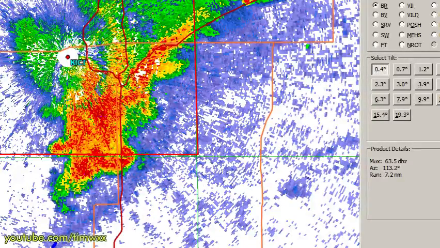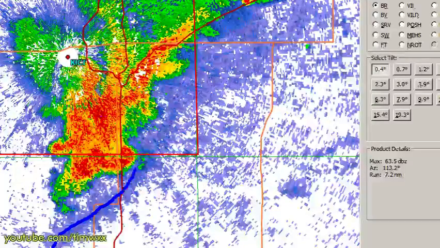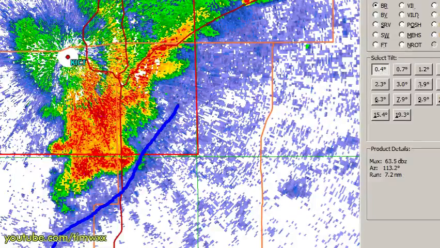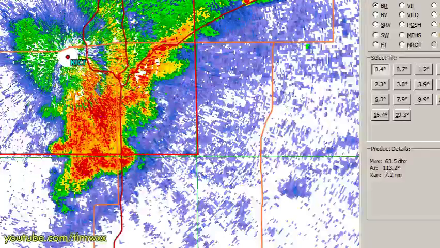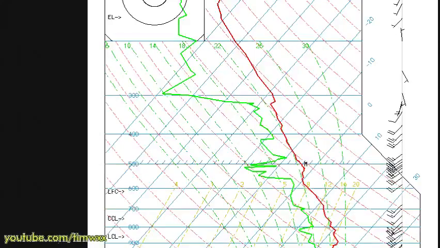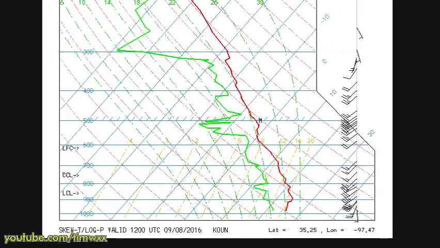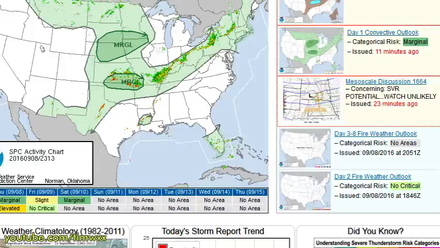So we just pulled in this new frame, and we're seeing the outflow boundary, probably something like that, just slightly ahead of the storm. It looks a little bit outflowish to me. Let's check out the sounding real quick, and this is Norman. This is about as good as we can get for an inflow sounding, or a proximity sounding.